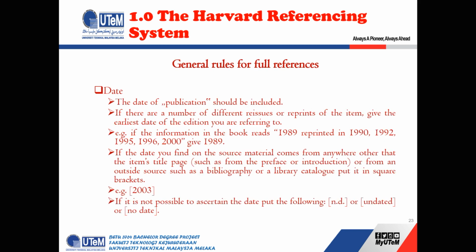Okay, so what other general rules? We have rules for the dates. For example, if there are different editions of some book or some journal, the first one is in 1989, and then 1992, and they have an edition in every year, so we have to put the edition that was the first one. Okay, we have to put 1989 in that case.